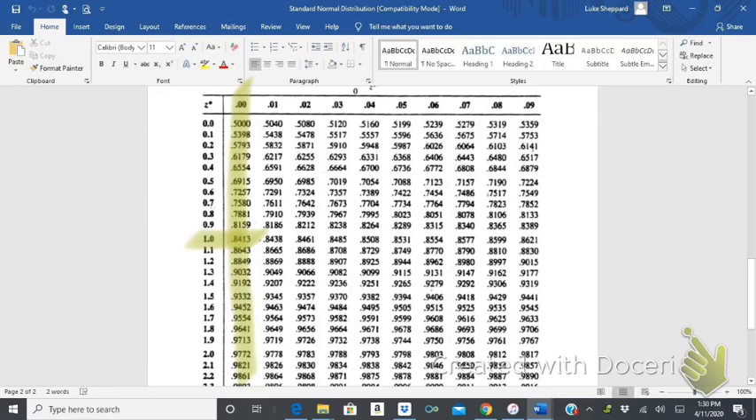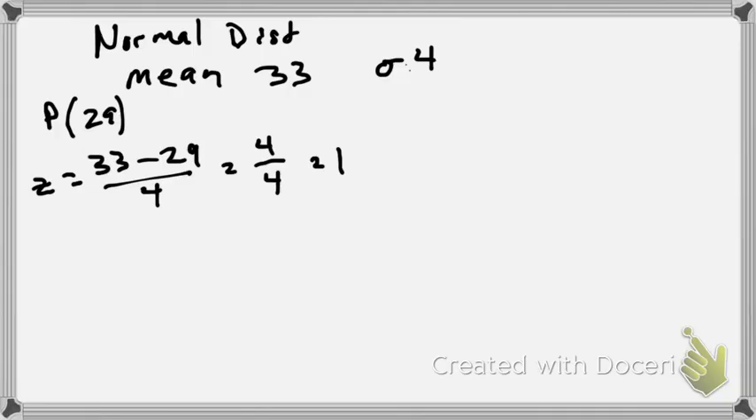So I've got 0.8413 for my answer. So this is going to give me a probability of 0.8413, or 84.13%. Okay? So that's how that works. So if you want to figure out what happens, or what's the probability that something has 29-inch arms versus 33-inch arms, whatever it is, that's what the probability looks like.